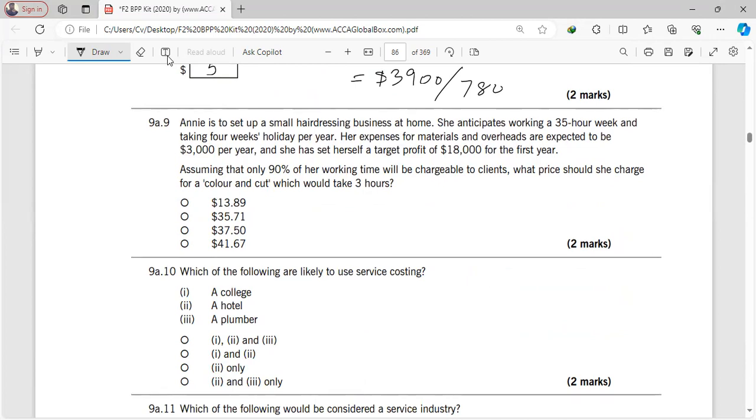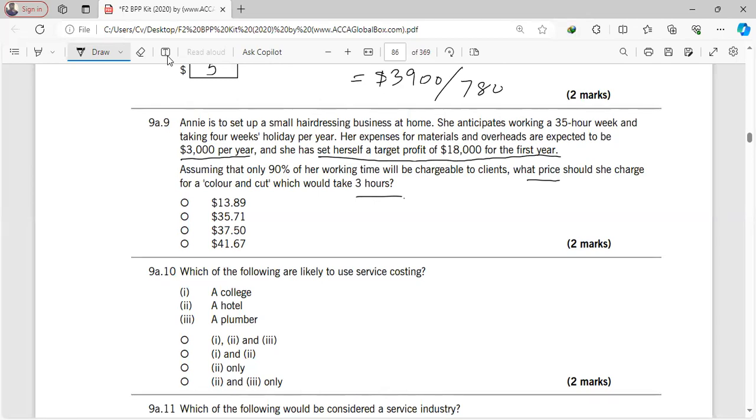Annie set up a small hairdressing business at home. She anticipates working a 35-hour week and taking a 4-week holiday per year. Her expenses for material and overheads are expected to be $3,000 per year, and she set herself a target profit of $18,000 for the first year. Assume that 90% of her working time will be chargeable to clients. What price should she charge to color and cut, which take 3 hours?